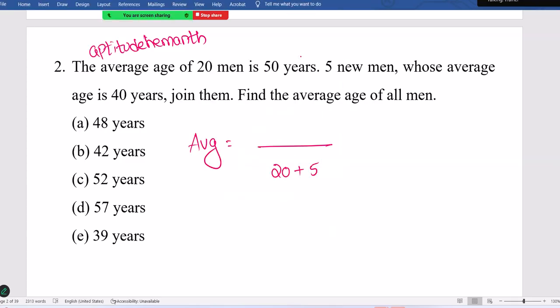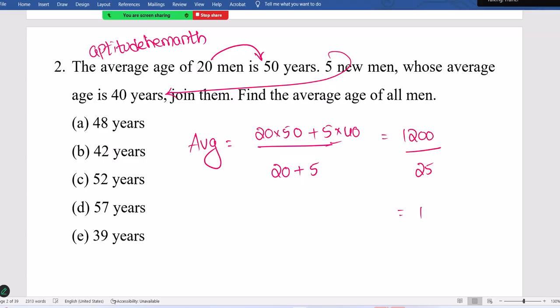Right. Now here we need the total age. So for the first 20 people, 50 is the average, so the total is 20 into 50. For these 5 men, the average is 40, so 5 into 40. So we got 1200 divided by 25, which is 12 into 4, 48.